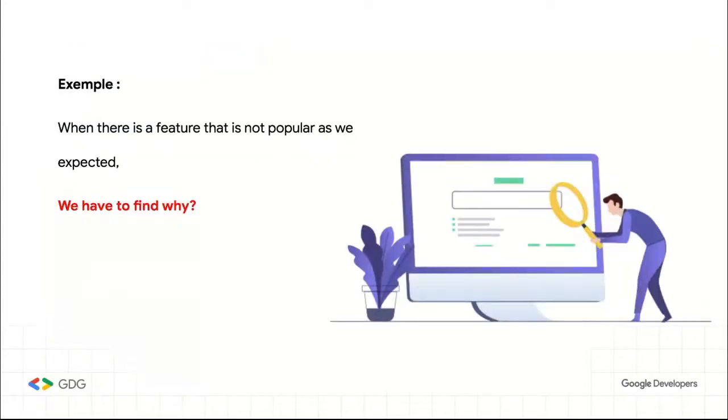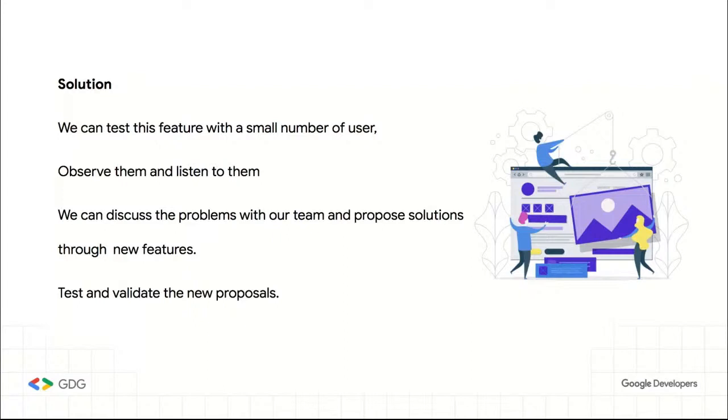This is an example. When there is a feature that is not as popular as we expected, I think that we have to find why. And I think that we have to do interviews and tests with users and to observe them, to ask them, and to collect all this data to understand why they are not liking this feature or not using it. The solution here is we can test this feature with a small number of users, observe them and listen to them. We can discuss the problems with our team and propose solutions through new features, test and validate the new proposals also.